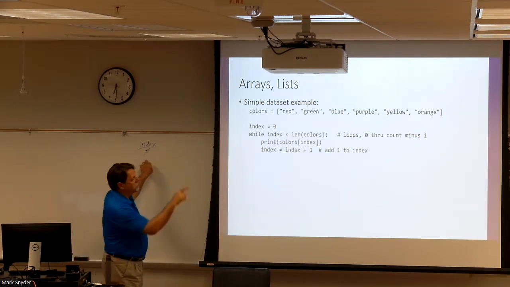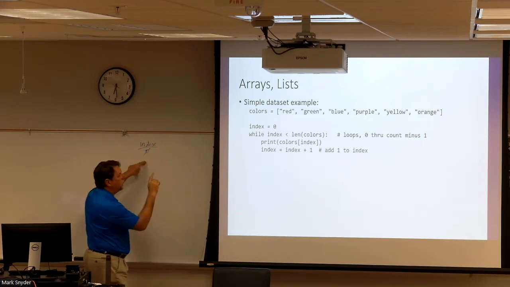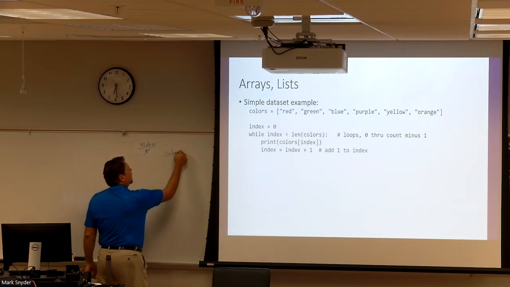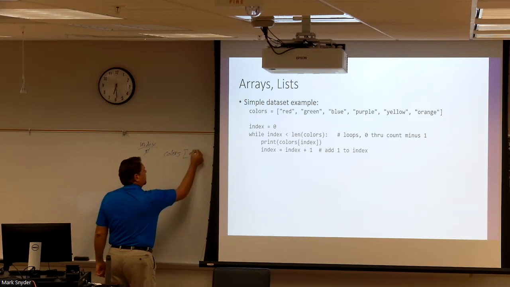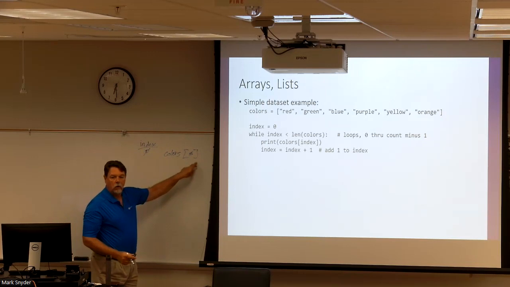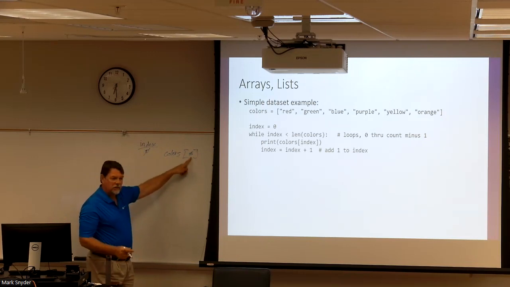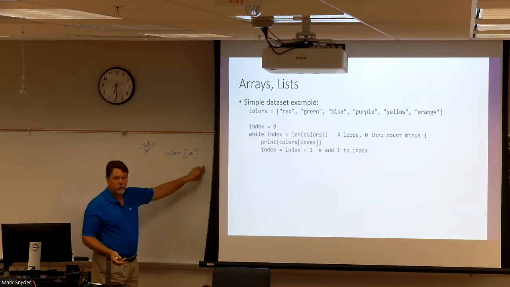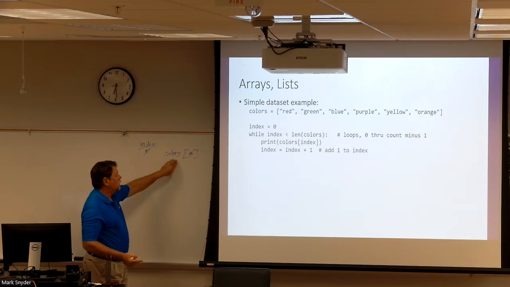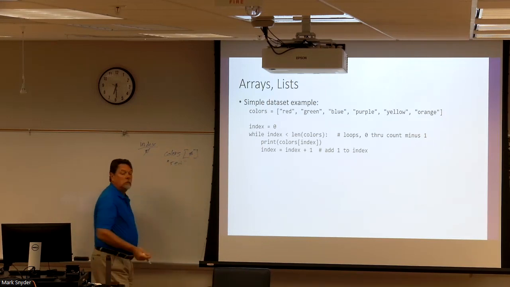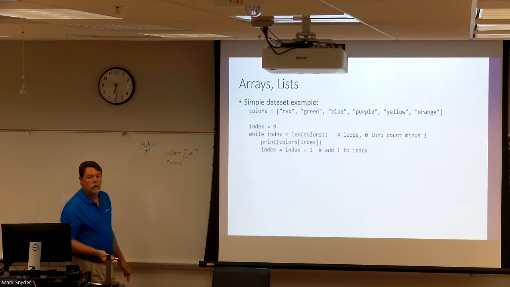While is 0 less than 6? Yes, so we keep looping. Print colors index. So colors, and the terminology, the way you read this out loud is colors sub 0. We also refer to this index as a subscript of the list. So that's why we say colors sub 0. So colors sub 0 would be red. So we're going to print red on the screen.